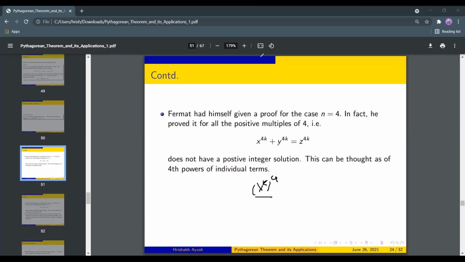Okay, thanks. No problem. Okay, so let's move to the next slide. If anyone has any doubt, they can unmute and speak. Sorry, I did not know why it cannot have positive integer solutions. Yeah, we'll see it in the next slides.